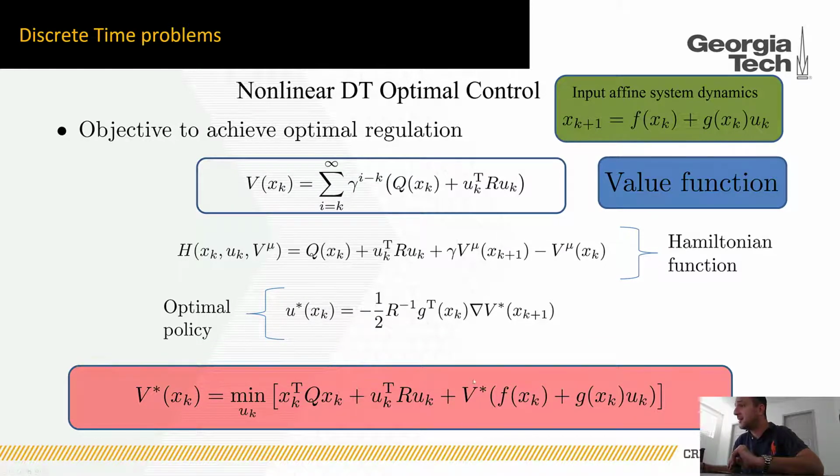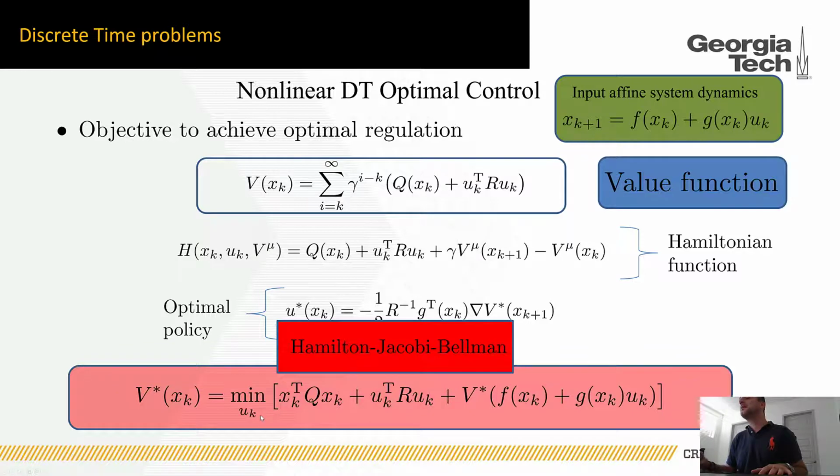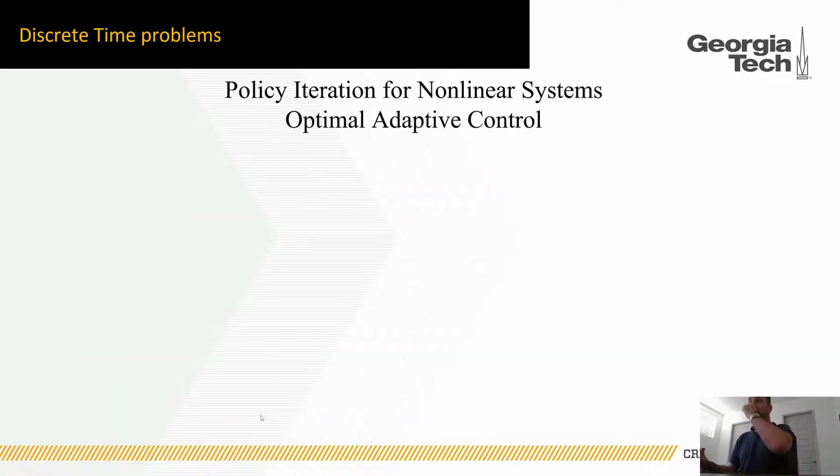Here is the cost right now, and then xk plus 1, V star of xk plus 1. This is V star of xk, and if you take the minimum of that, this is the actual Bellman equation, or you can call it the Hamilton-Jacobi-Bellman equation. Now let's talk about policy iteration for nonlinear systems.